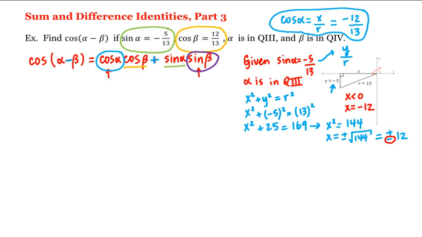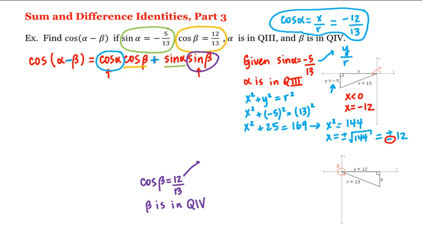So let's do the same thing. We're given that cosine of beta is equal to 12/13, and beta is in quadrant 4. So we can draw the following triangle, remembering here that cosine is the x divided by the r. So our x is 12 and our r is 13. And again, we can use the Pythagorean theorem to help us find y.